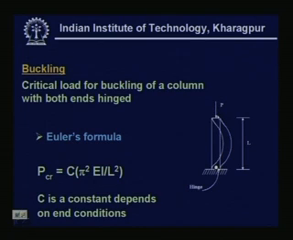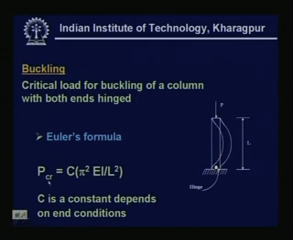Now, in this case there is a famous formula called Euler's formula to find out a critical load, which is given by this expression where C is a constant that depends on end conditions. This could be hinged and free end, both ends could be hinged, both ends could be fixed. There are various types of end conditions, and depending upon that you get a value of C. The other terms are known to you: E is the Young's modulus, I is the moment of inertia, and L is the length as defined over here.